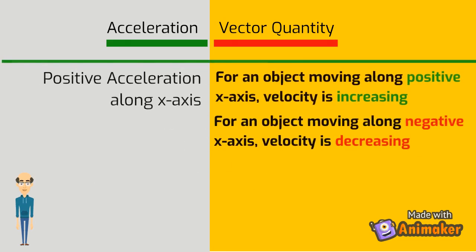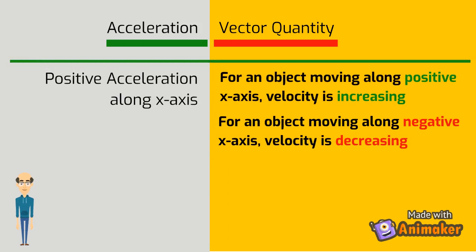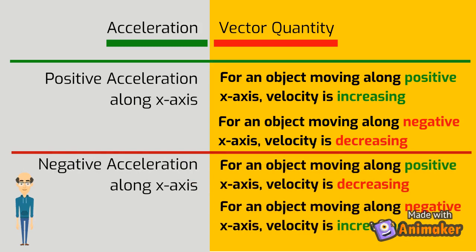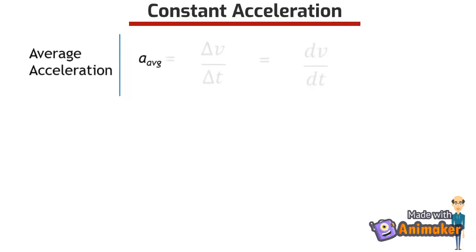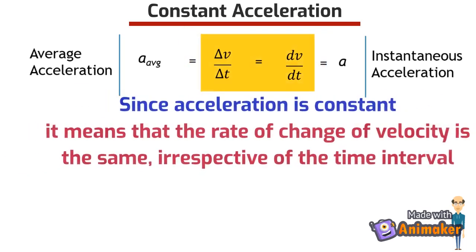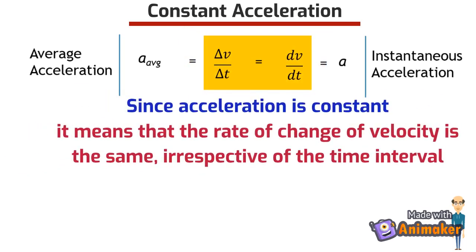That is, a positive acceleration means that velocity is increasing in the positive direction of the coordinate axis considered, and negative acceleration means that velocity is decreasing along the positive direction of the coordinate axis. If acceleration is constant, the average acceleration and instantaneous acceleration would be equal because the acceleration then would have the same value at any instant during the motion of the object.